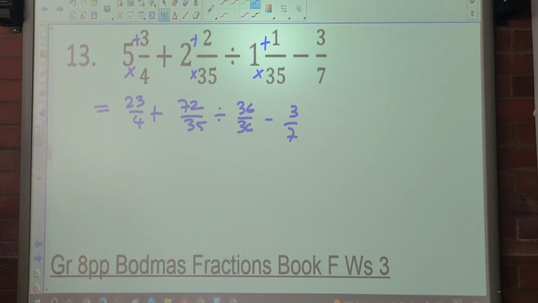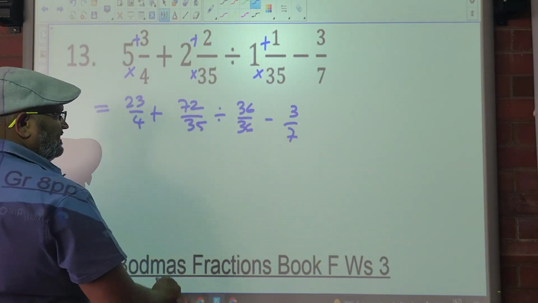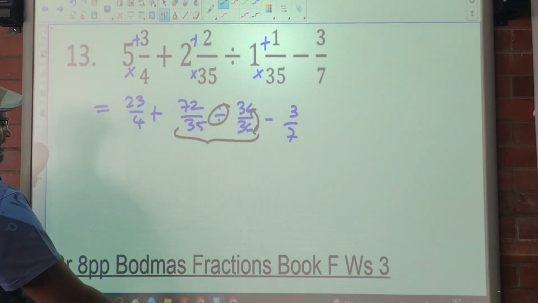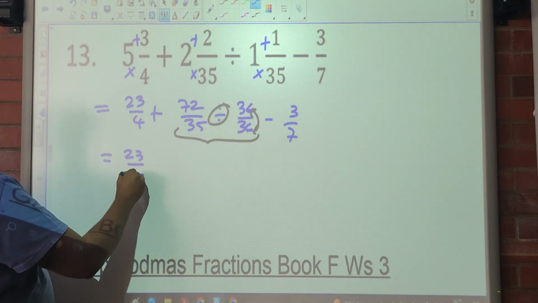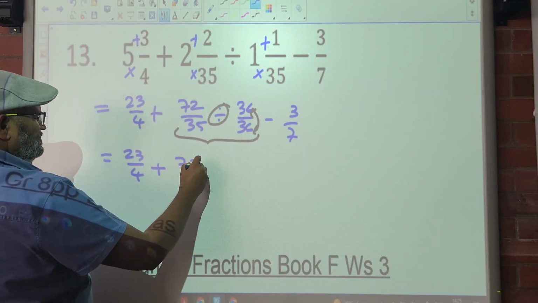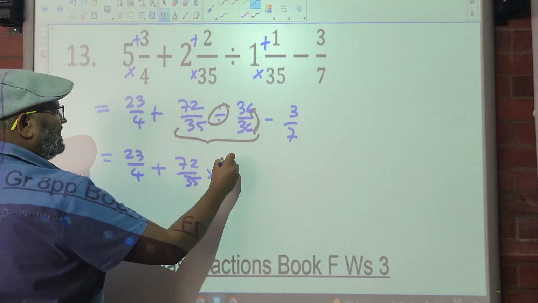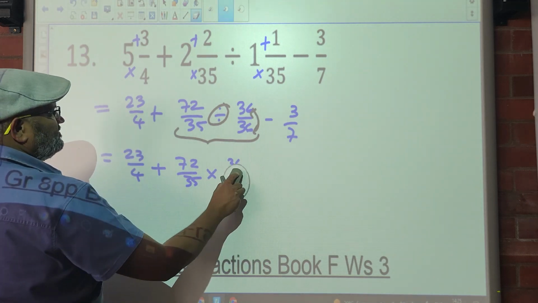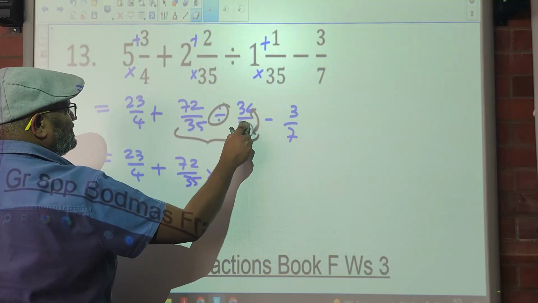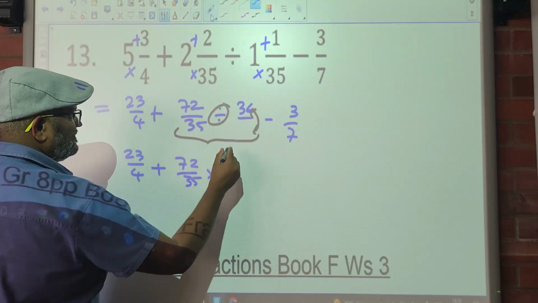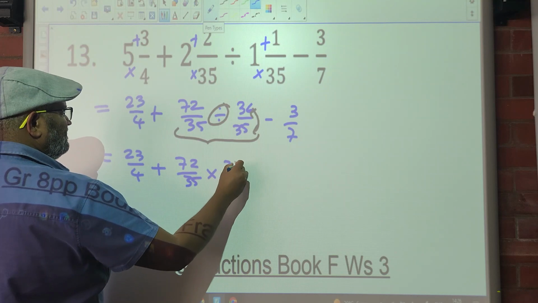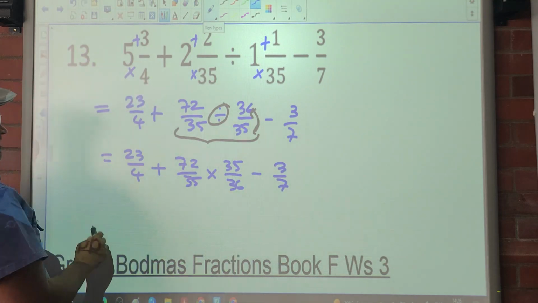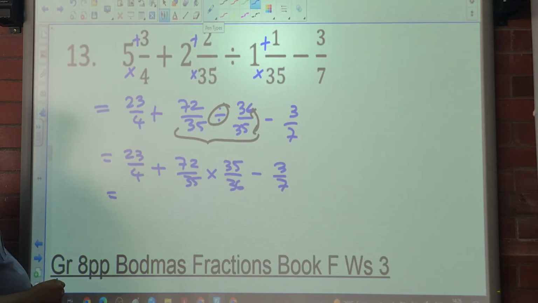What needs to be done now? First, the division. You change it to multiplication, tumble and times. So it's 23 over 4 plus 72 over 35 multiplied by 36 over 35. This is supposed to have been 35 here. Nobody's correcting me. So it's 35 over 36 minus 3 over 7.